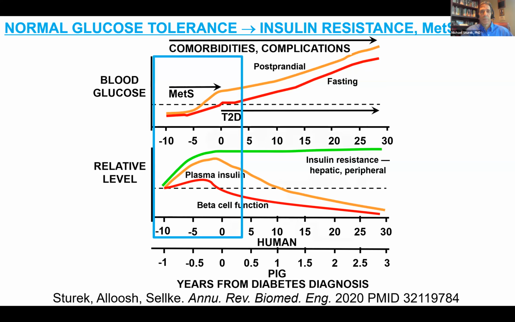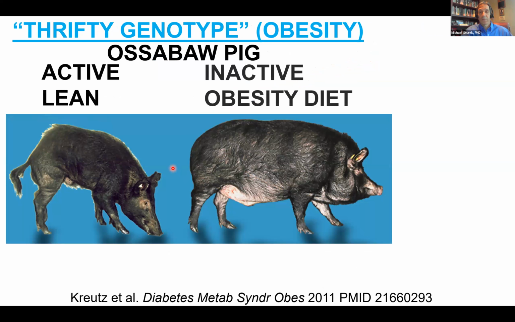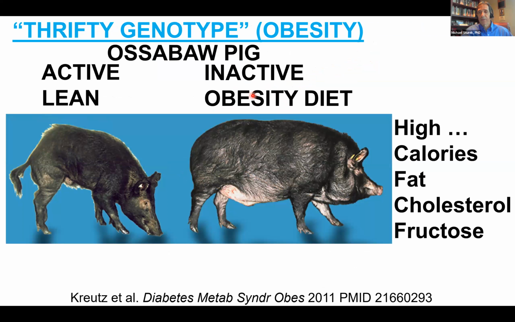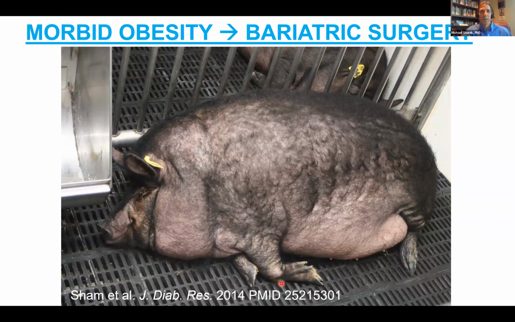So we want to mimic this in the Ossabaw pig. And indeed, the Ossabaw pig shown here, take-home message is that when they're active and lean, they're relatively healthy. Inactive, and with the obesity diet, which, as you might guess, is high in calories, fat, cholesterol, and fructose, typical, quote, Western diet or American diet. So we studied these animals for about 18 years and developed them at Indiana University School of Medicine at Purdue, and then transferred them to CorVus Biomedical, our company.